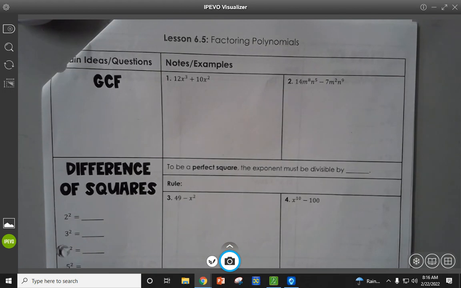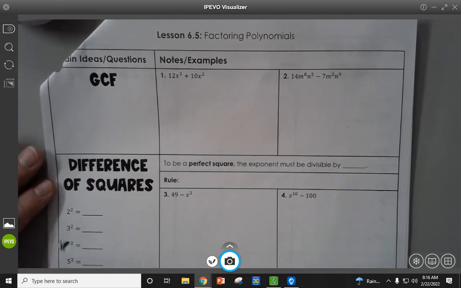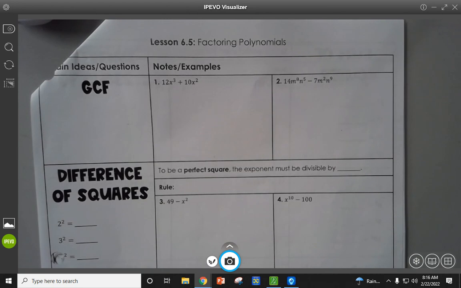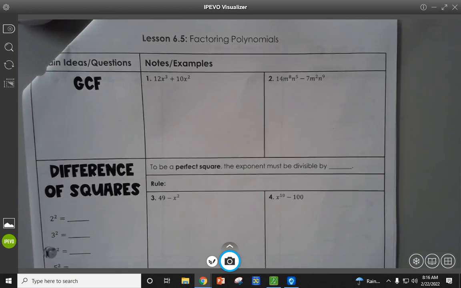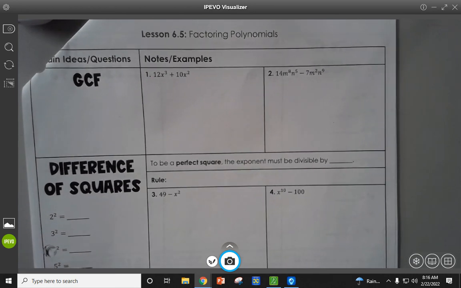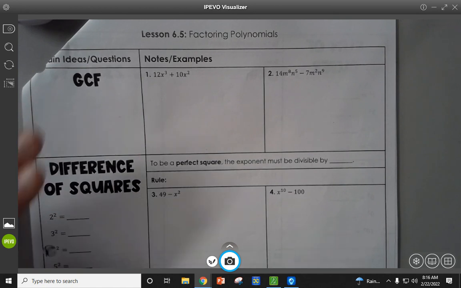So we're going to be factoring, but a lot more than what we did with quadratics. So we still will be using what we did in Unit 5 some, but we're going to learn more. And the first part, we're just going to go over GCF a little bit. You should be good and familiar with GCF.